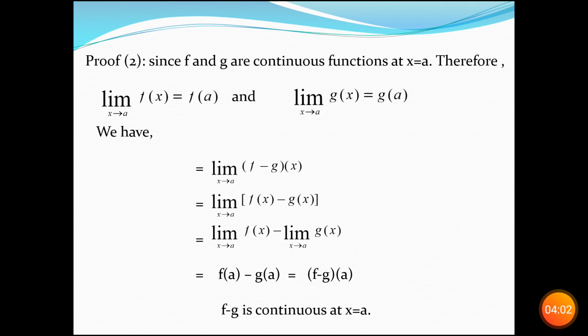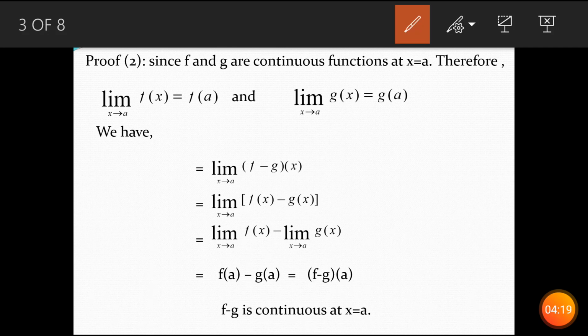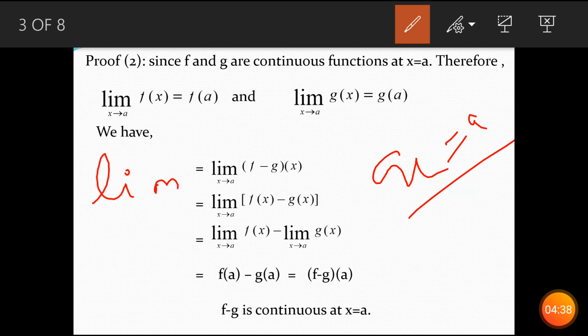We want to prove that if f and g both are continuous functions at a particular point, that is a, then the difference of these functions will also be continuous. So since f and g are continuous functions at x equals a, if you remember, in the last video we discussed what is the meaning of continuity. If we say that the function is continuous at x equals a, then what is the meaning of this? It means the limit of that function at that particular point. What is that point? a.